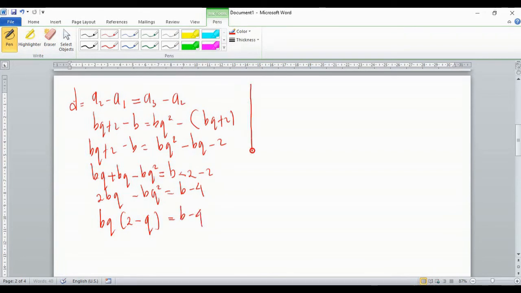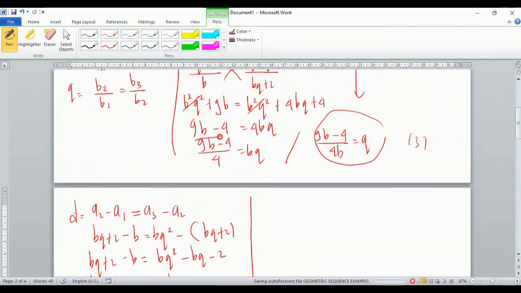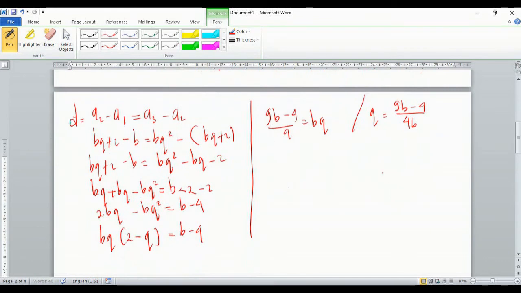From here, we can substitute the q that we have from the geometric sequence into the arithmetic sequence equation. So Bq is 9B minus 4 over 4, and q is equal to 9B minus 4 over 4B. From here, we can continue to substitute this one.